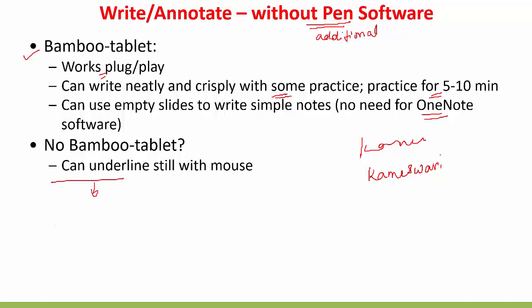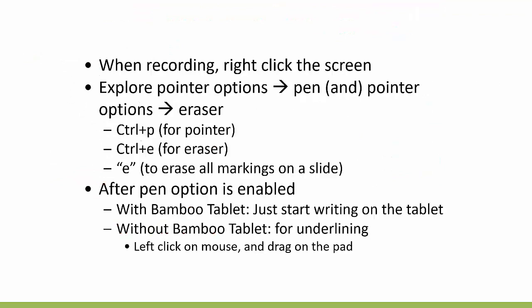You can view this as a whiteboard and then you can draw figures and start explaining to students. So while you require a Bamboo tablet to facilitate this neat and crisp writing, you really do not need additional software like OneNote. If you don't have a Bamboo tablet, that is also okay, but you may not be able to write like this, but you can still underline like this using your mouse. Again, let's see this in action. These are again for your reference.